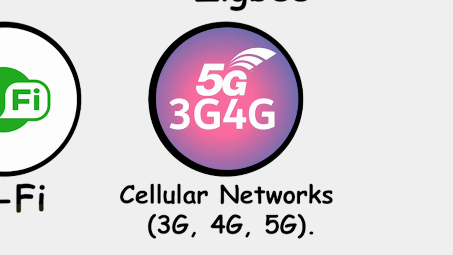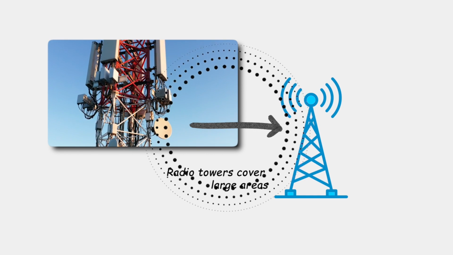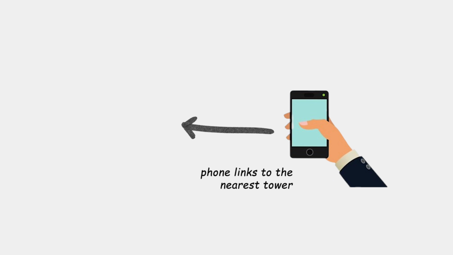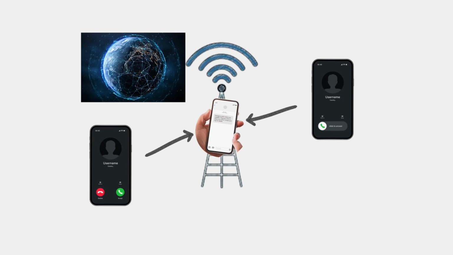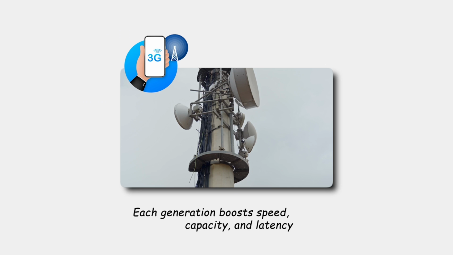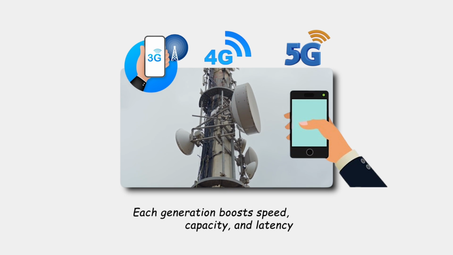Cellular networks, 3G, 4G, 5G. Cellular networks use radio towers to provide wireless coverage across large geographic areas. Your phone connects to the nearest cell tower, which then routes calls, messages, and internet traffic to and from your device. Each generation of mobile technology has improved speed, capacity, and latency.